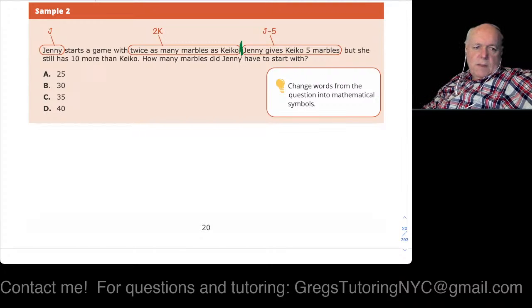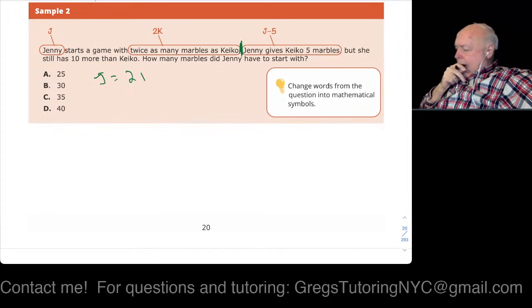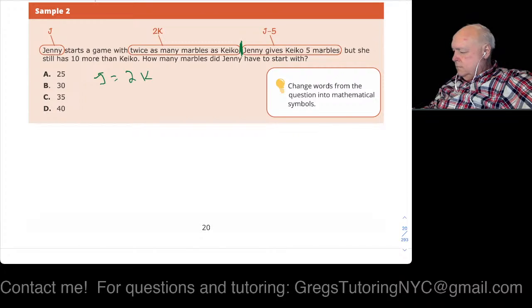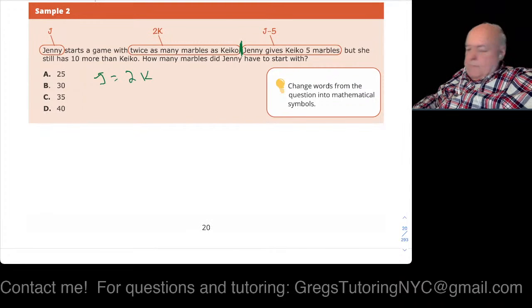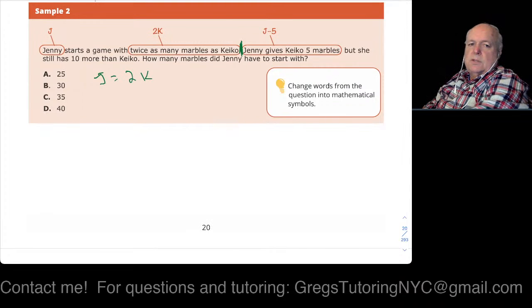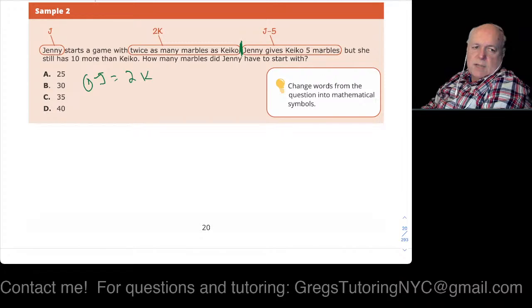Jenny is twice Keiko. All right. So Keiko gives 5 marbles. So that's our mapping. We're going to end up with two equations. The first equation is from sentence number 1. And we're going to try to now produce the second equation.